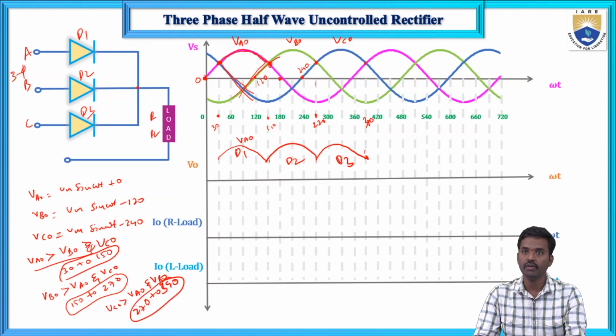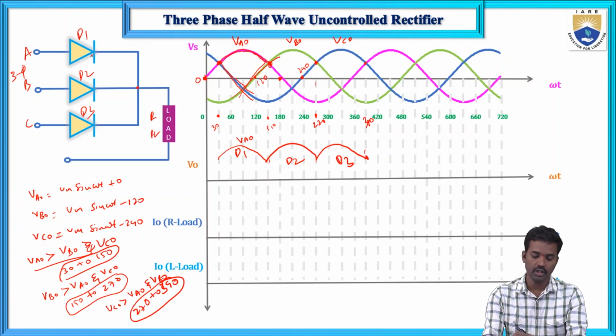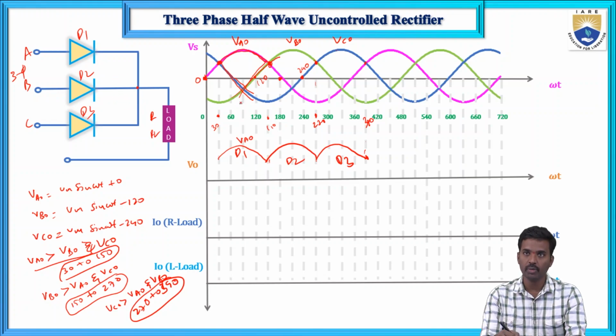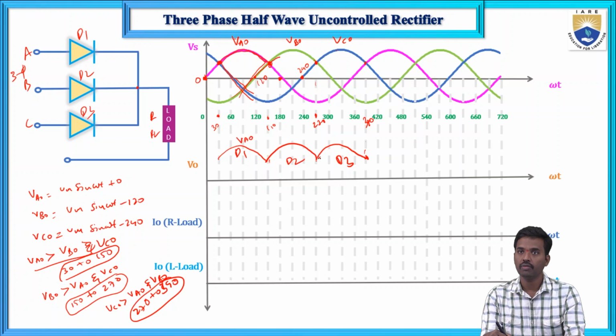From 30 to 150, D1 diode will conduct, from 150 to 270 D2 diode will conduct, and from 270 to 390 D3 diode will conduct. Why is D1 conducting? If two or more diodes are connected in a common cathode configuration, the diode whose anode potential is maximum conducts. VA0 is maximum during this period, so during 30 to 150 D1 conducts. Then VB0 is maximum compared to VA0 and VC0, so D2 will conduct. VC0 is maximum from 270 to 390, so D3 conducts.